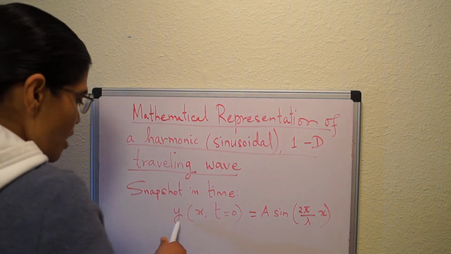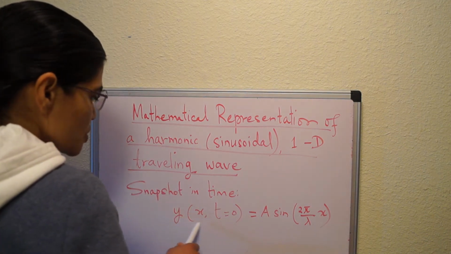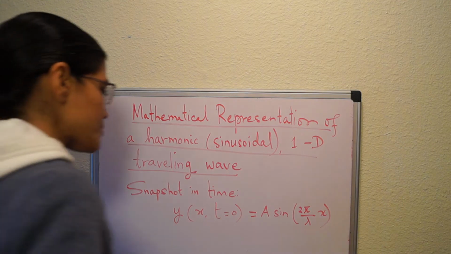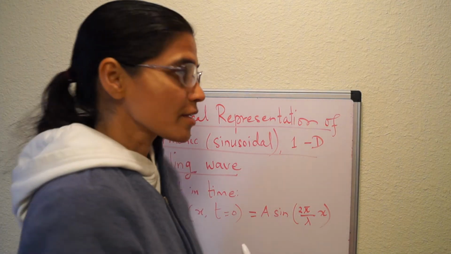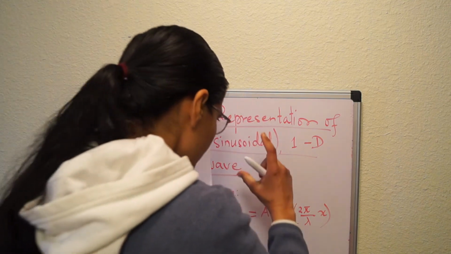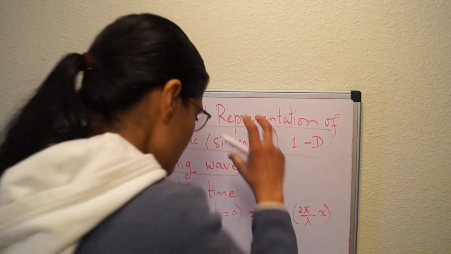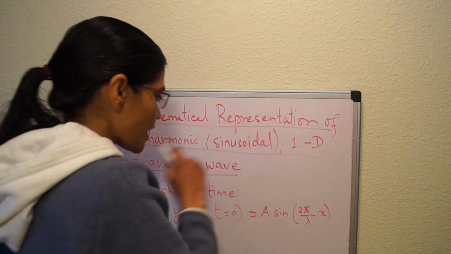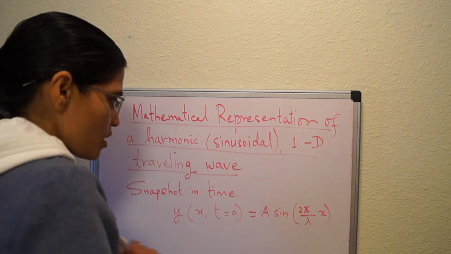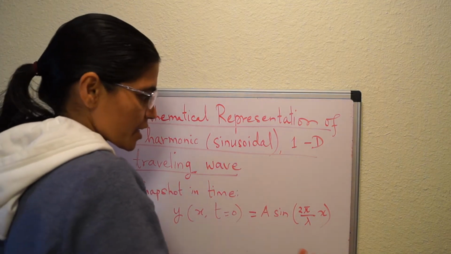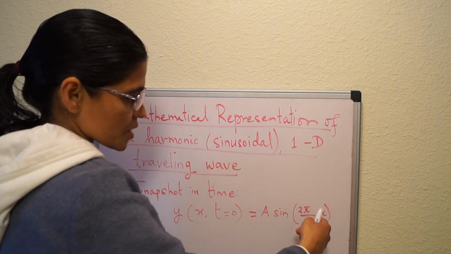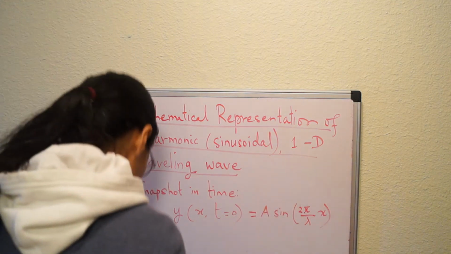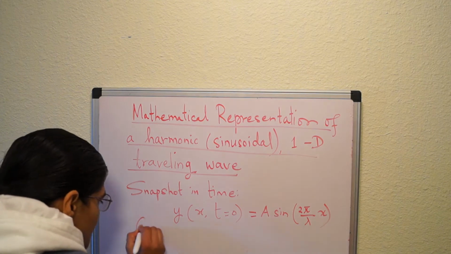But remember, this y is a function of x and t, here at t equal to 0. It's a snapshot in time. If I were to just take a picture of the moving wave, one click, a snapshot, then we can represent that wave mathematically this way, okay? You already know A is the amplitude, x is the displacement along the propagation, and lambda is the wavelength, right?